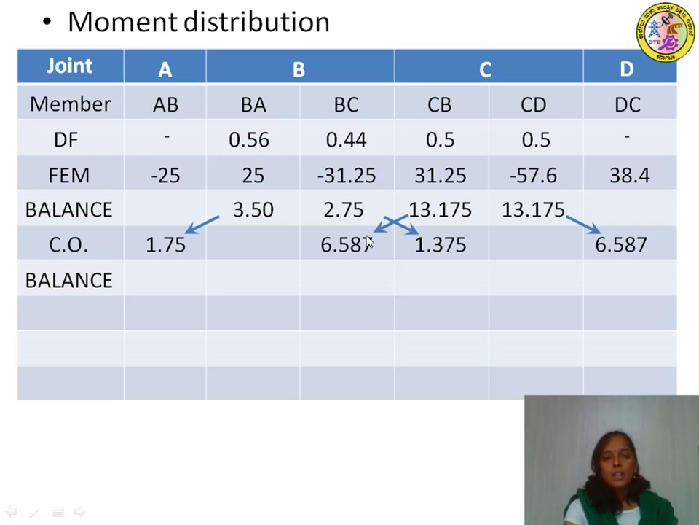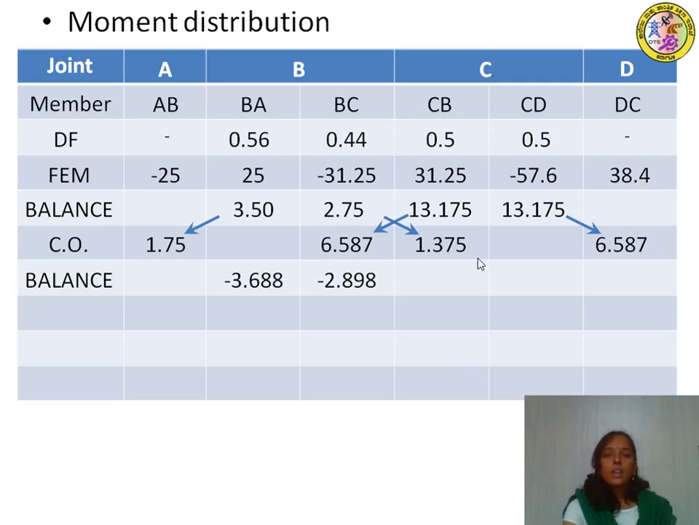So what is the imbalancing moment? 6.587. What should be the balancing moment then? So that we can make it 0, we have to apply minus 6.587 at joint B. So minus 6.587 into 0.6 will be equal to minus 3.688. Similarly, minus 6.587 into 0.44 will be equal to minus 2.898.